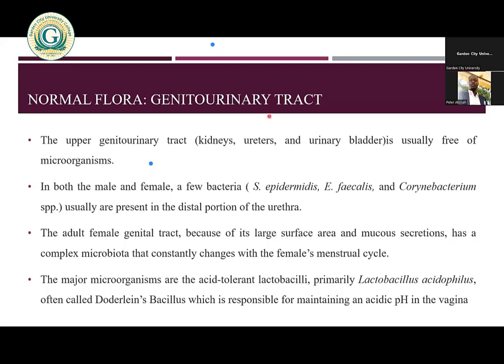The balance of these microorganisms is what directly leads to the vaginal infections the patients might be encountering. For a healthy adult vagina, the pH should be acidic, so we are looking at around 2 to 4 maximum. It should be acidic to control the growth of the microorganisms. And it's acidic because there's a particular microorganism referred to as Lactobacillus acidophilus, and this microorganism helps to maintain the acidity of the vagina.